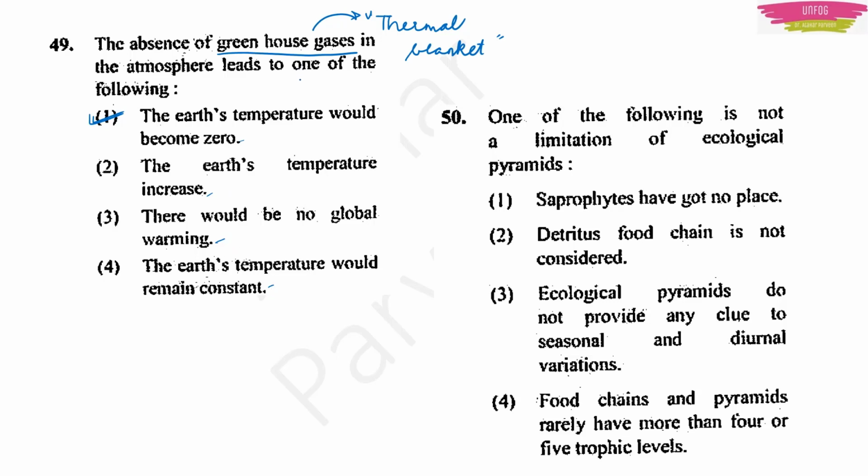Greenhouse gases are necessary to maintain the warm temperatures on Earth. These temperatures that we have on Earth are important for the survival of all living organisms on Earth. And if we remove these greenhouse gases, then the temperature of the Earth would fall to 0 degrees and negative temperatures. So option 1 is the right answer.